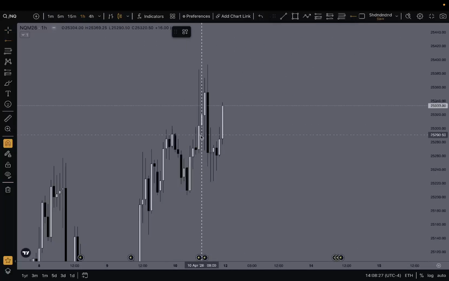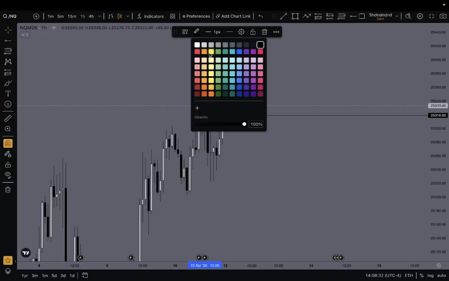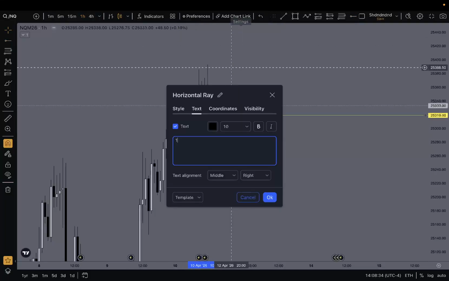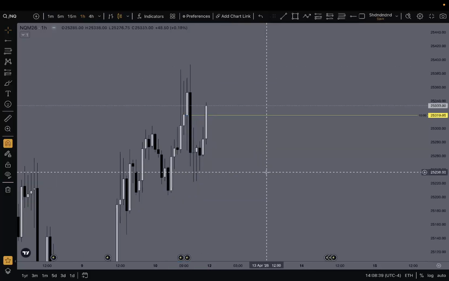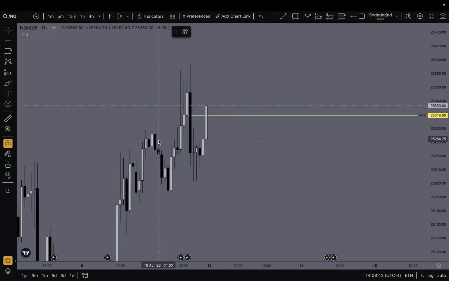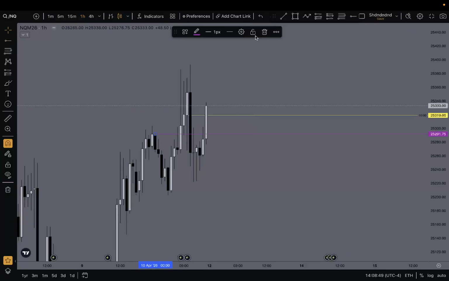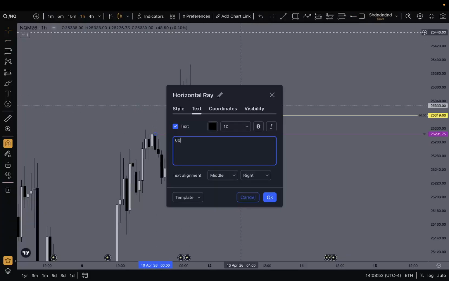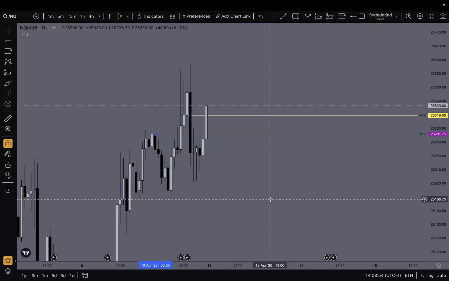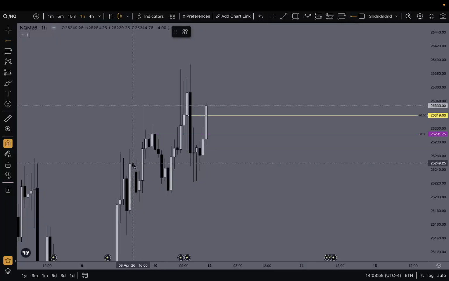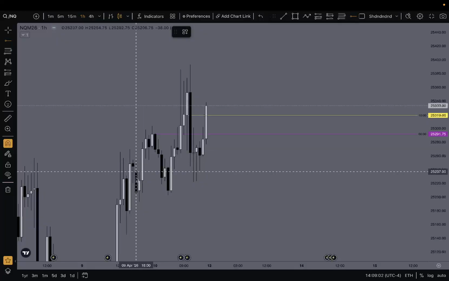So what I use is the 10 a.m. open, right? So this is the 10 a.m. candle, it opens right here, and that is just the 10 a.m. open. And then I use the midnight open, right? So midnight opened here. And then the 18 open, which is here.